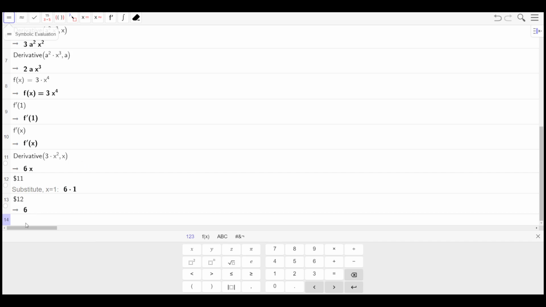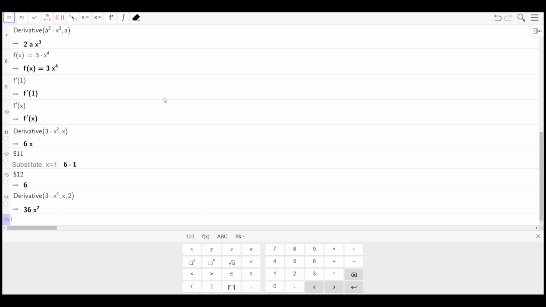For example, if I just go here and type derivative, and then I go here because I want to have the second derivative. So what is my function? It is 3 times x to the power of 2, and my variable is x. No, it was x to the power 4, sorry, here. So let me make it 4. And then my variable is x. I want to have 2 times derivative, so the answer becomes this.